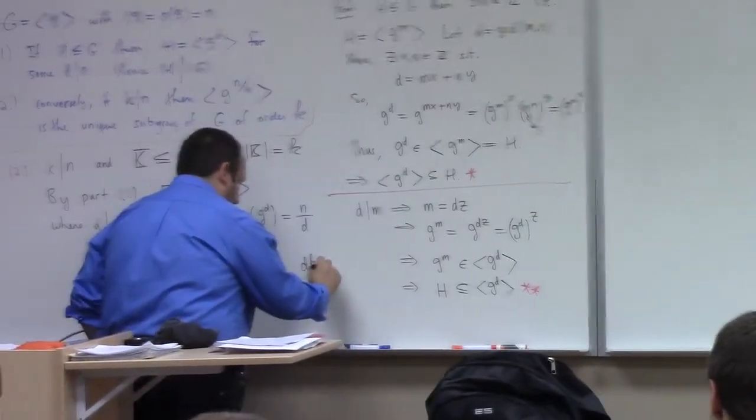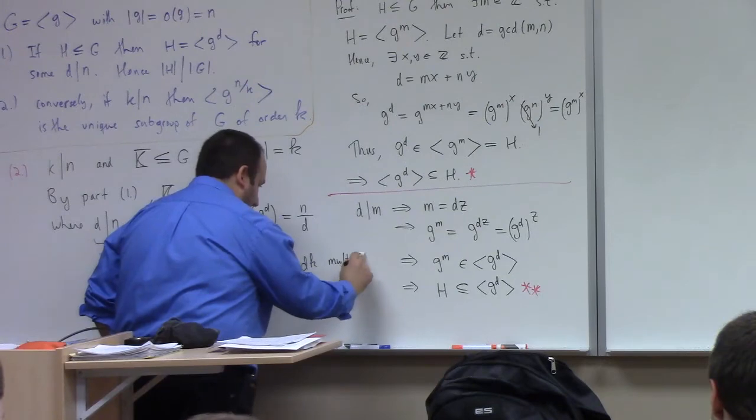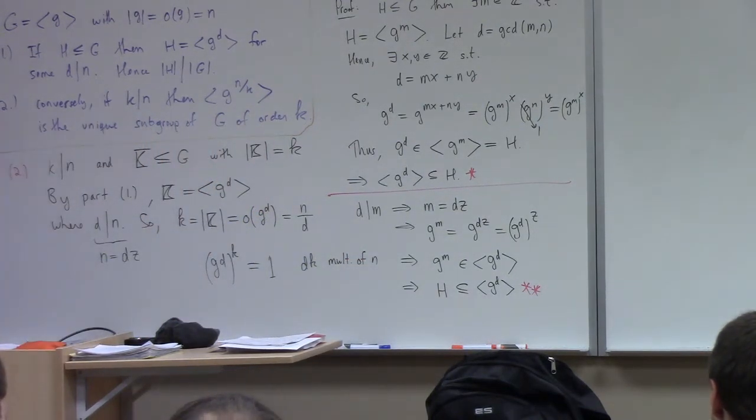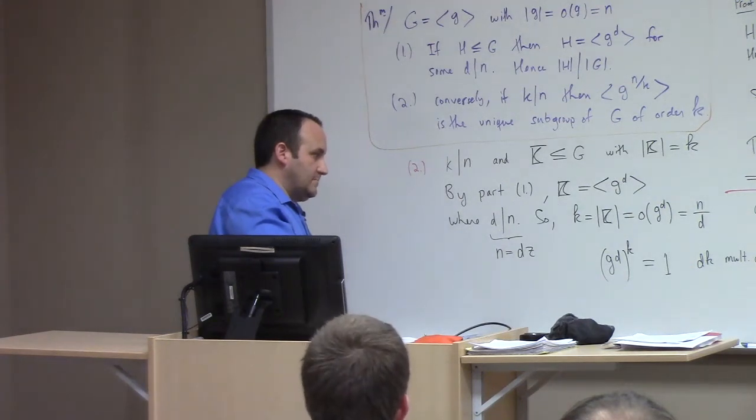is what? It's a multiple of n, right? Yeah. So then you have n equals dk, k equals n over d. Right. So then g to the k is the same as g to the n over d. Right.